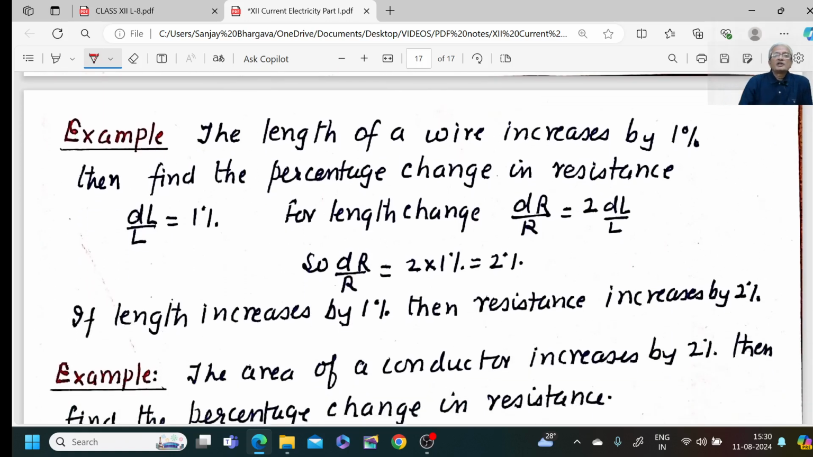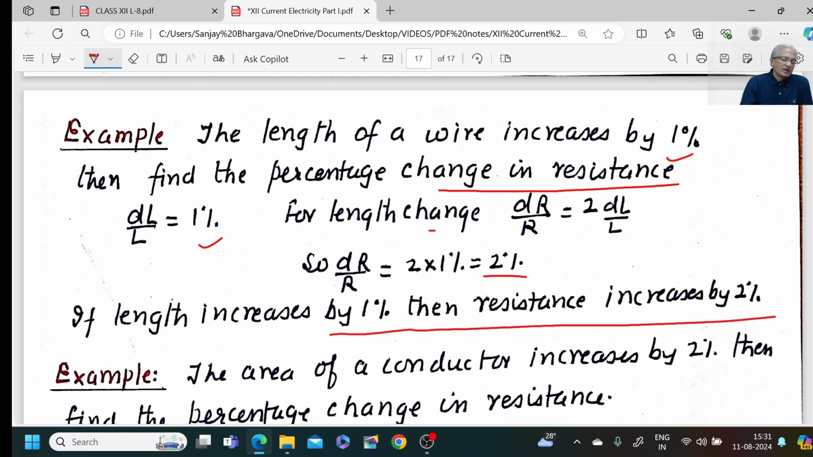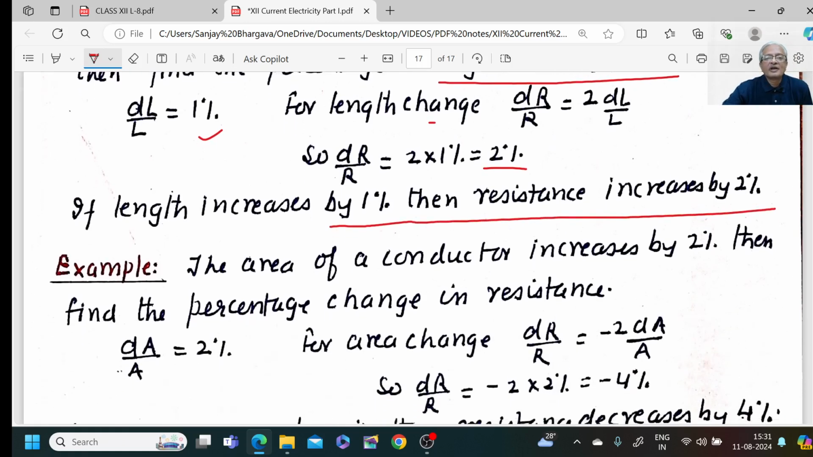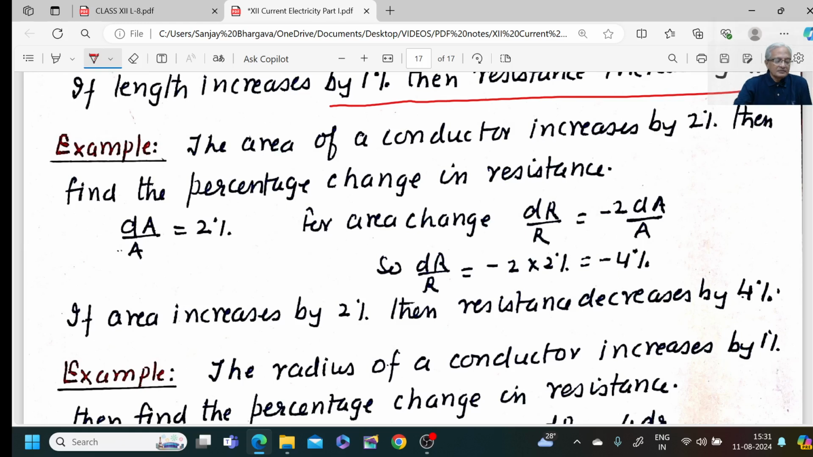The length of a wire increases by 1%. Find the percentage change in resistance. So dL by L is 1%. So for length change, dR by R was equal to 2 dL by L. So dR by R would be equal to 2%. If the length increases by 1%, then the resistance increases by 2%. It reduces the length of calculation for us.